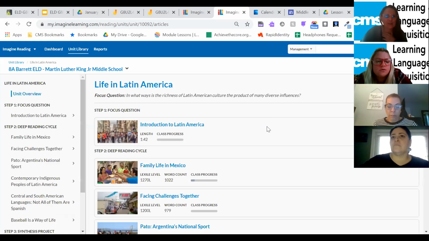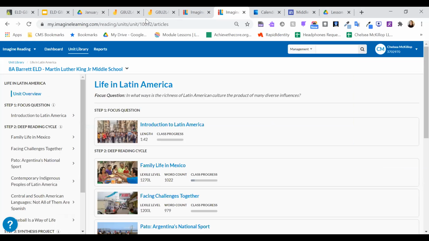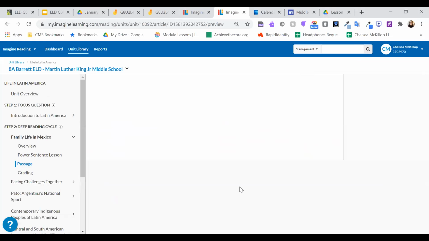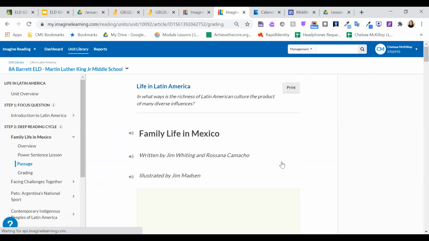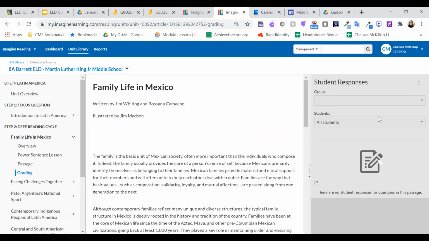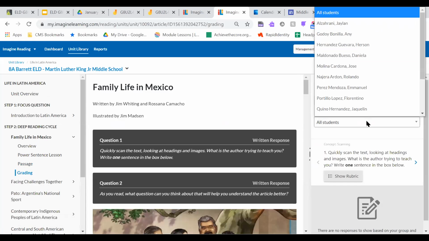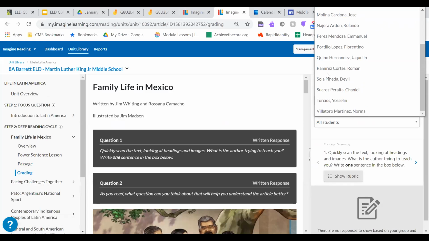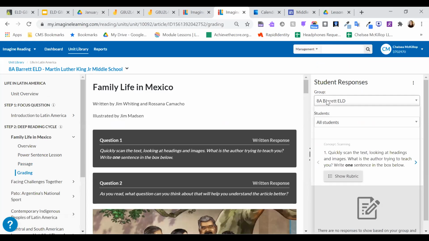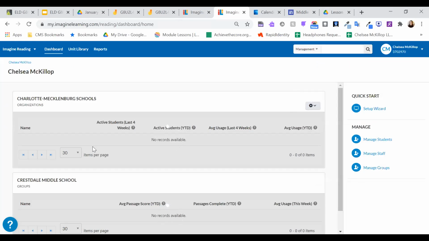I just have all my screens. Okay, let's go to Family Life in Mexico. If I go to my grading, I don't know why it is not letting me choose a student. I think it's just my internet right now. It's being weird. Because I wonder if you go the way in the dashboard and go that route, where you can, maybe.